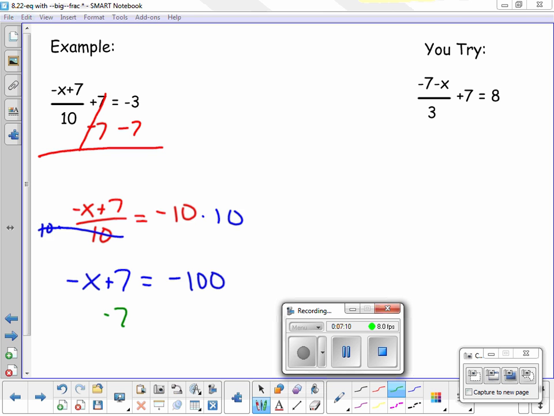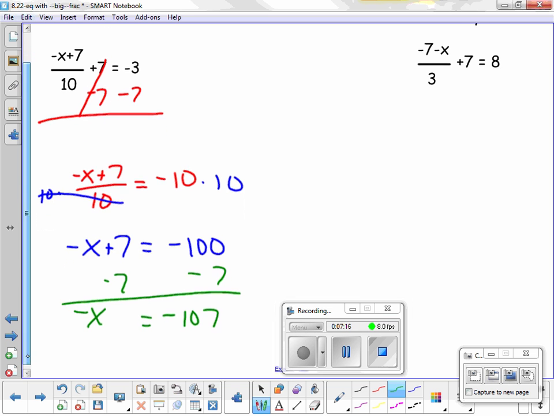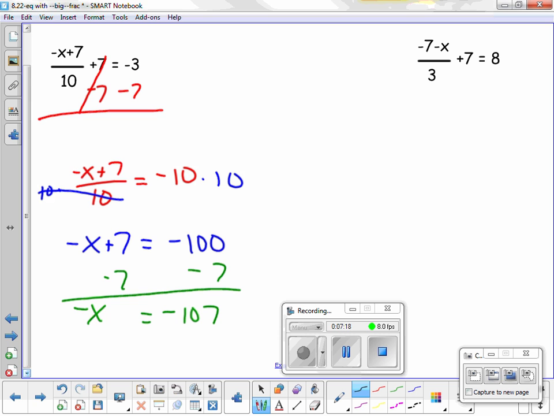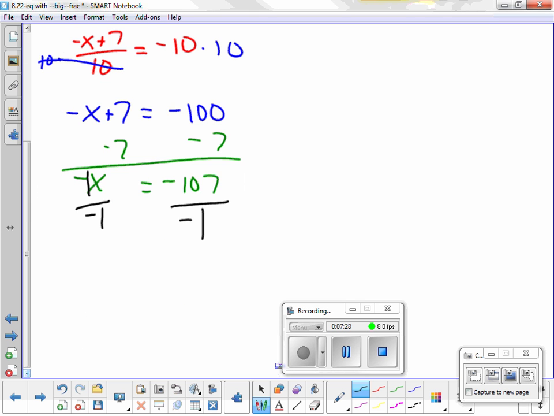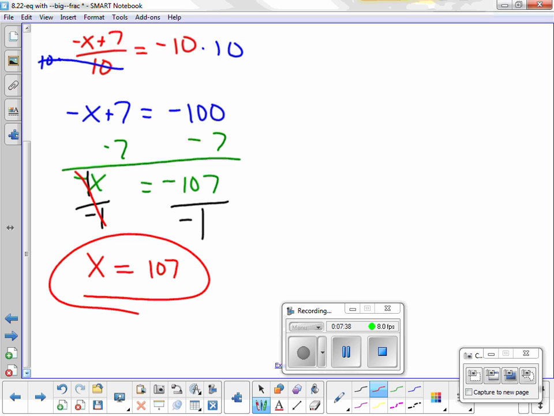Now I need to move the 7. It's positive, so I subtract. And then I have negative x equals negative 107, but I don't want negative x, I want positive. So I divide by negative 1, because remember, any variable that doesn't have a number in front of it, it's like there's a 1 there. And then when I divide negative 1 on this side, it cancels, leaving me with x. Negative 107 divided by negative 1 is positive 107. So that's the answer to that problem.